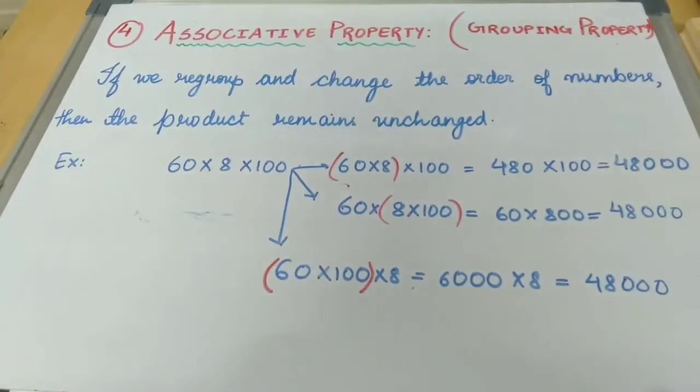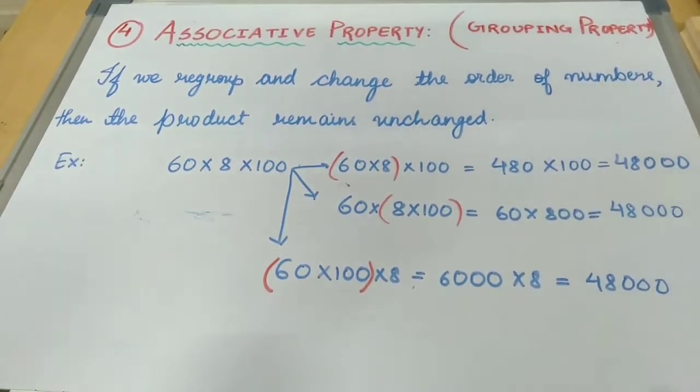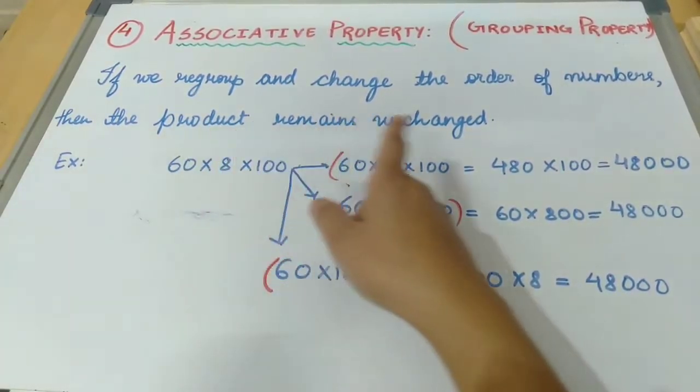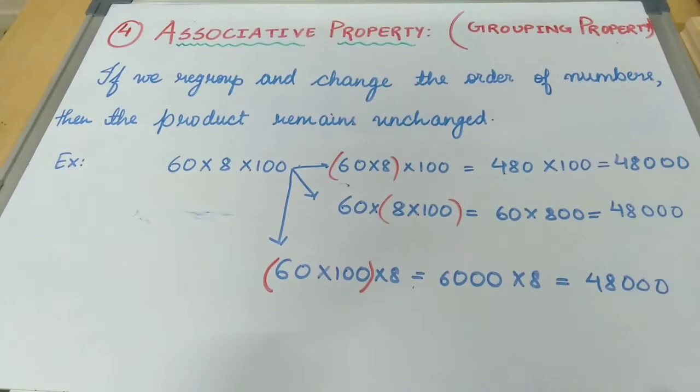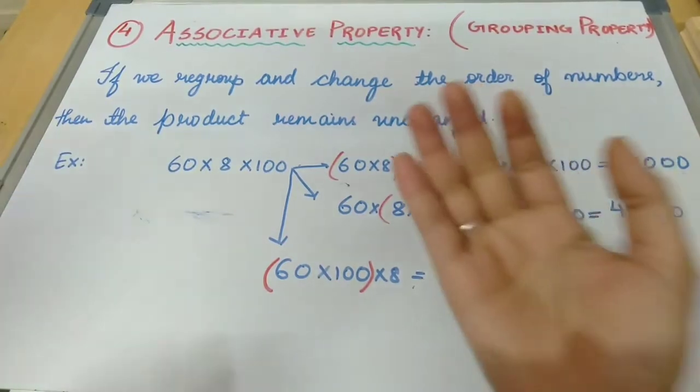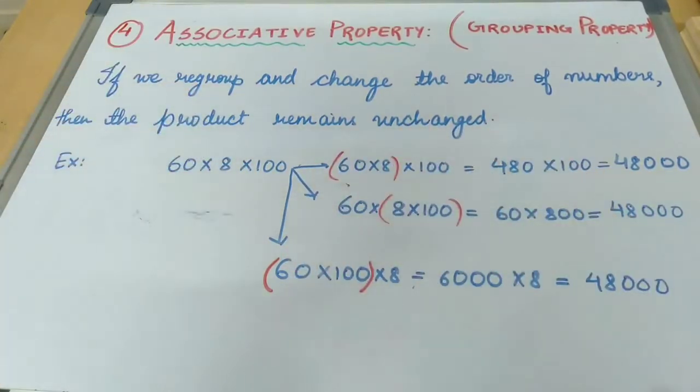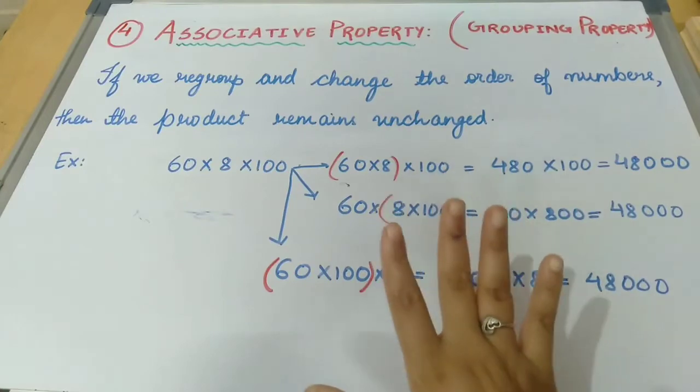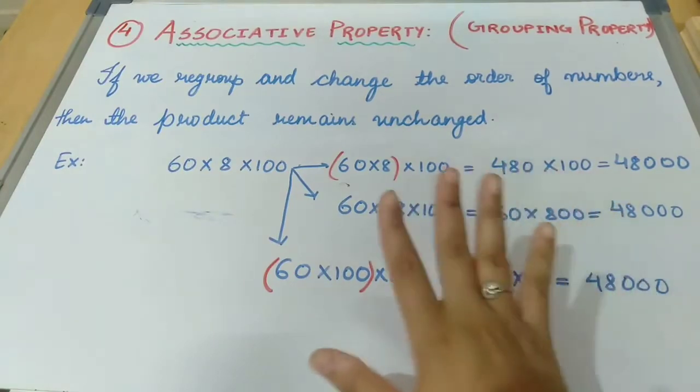Student, let us see the next property, that is the associative property of multiplication. It is also known as the grouping property of multiplication. It is the same as the associative property of addition we have studied earlier. According to this property, if we regroup the numbers, then the product remains unchanged. That means if we regroup or change the order of the numbers, the product remains the same.